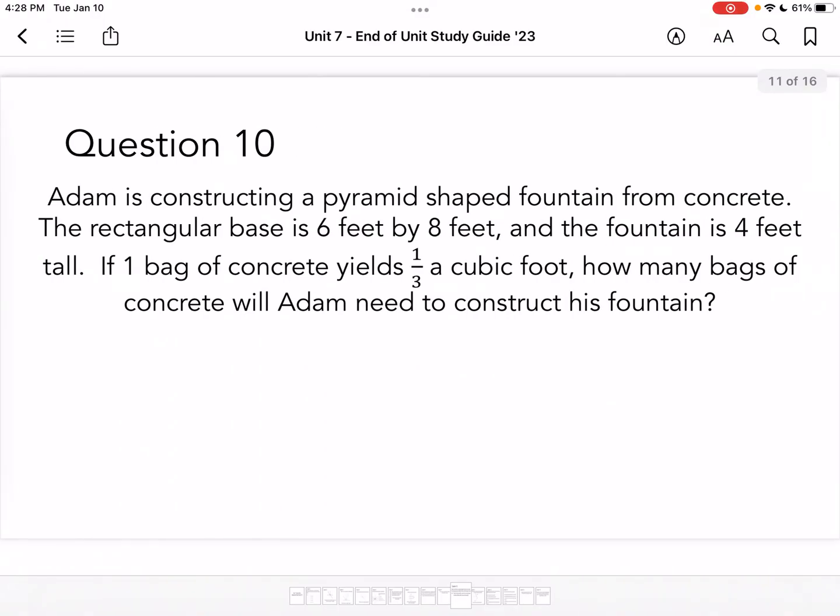Adam is constructing a pyramid in the shape of a fountain from concrete. The rectangular base is 6 feet by 8 feet. The fountain is 4 feet tall. If 1 bag of concrete yields 1/3 of a cubic foot, how many bags of concrete will Adam need to construct the fountain? So we're definitely talking about volume here.